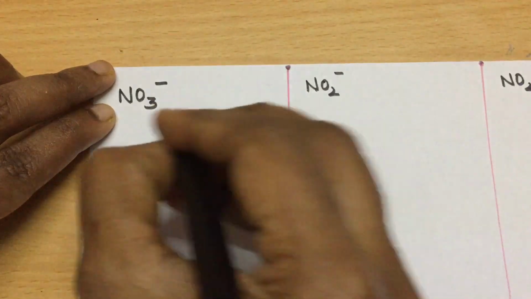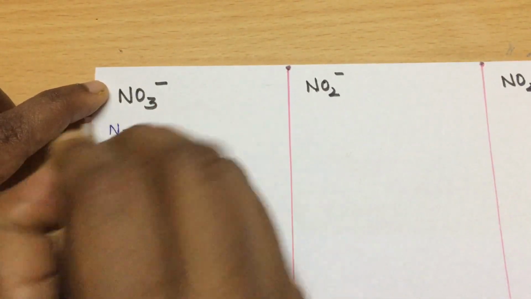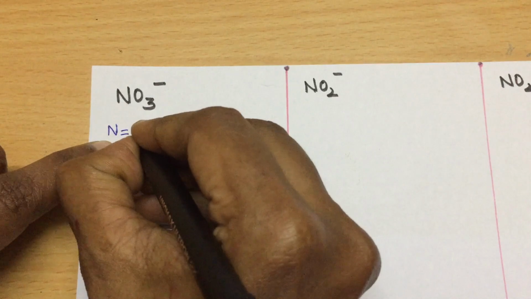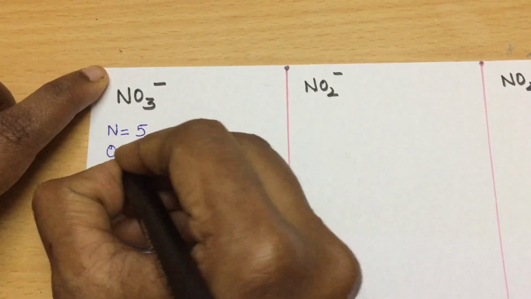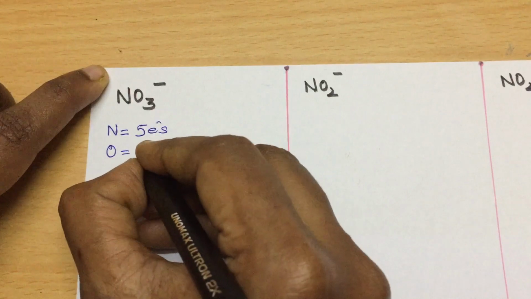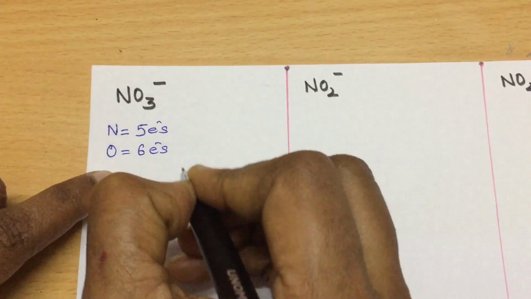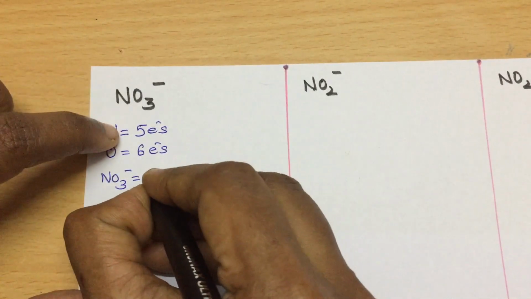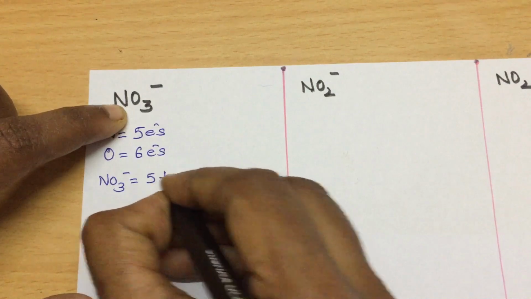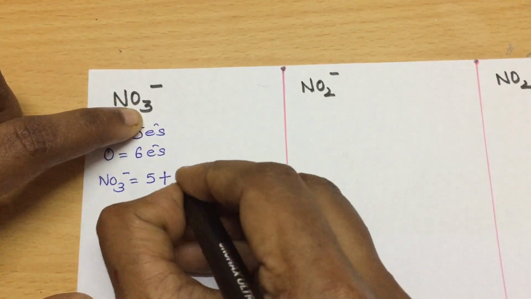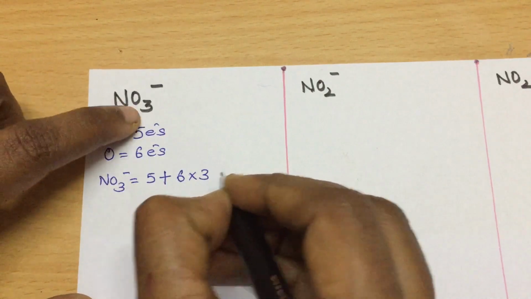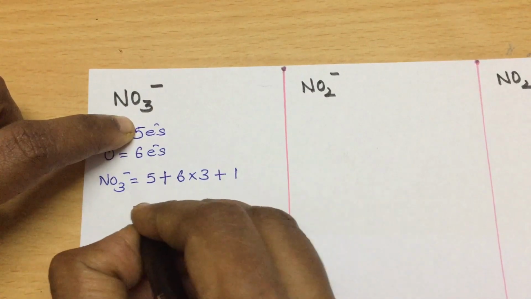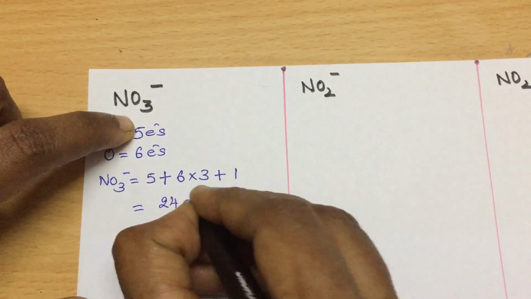So for NO3 minus, we are going to take into account only the valence electrons. What is the valence electron count of nitrogen? It is 5 electrons. For oxygen it is 6 valence electrons. For NO3 minus, one nitrogen atom is there, plus how many oxygen atoms? 3. So 6 times 3. And this minus charge represents an additional 1 electron. If you sum it up, it is 24 electrons.